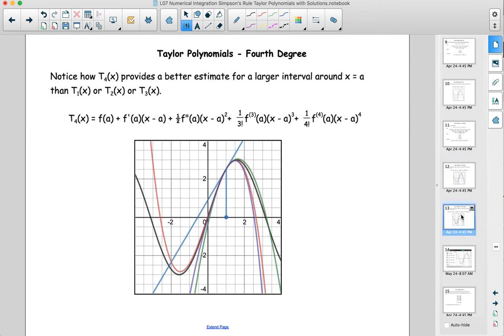So let's take a look at this one here. Now this is the fourth order, or fourth degree, Taylor polynomial. And it turns out that this is 1/2 factorial, 1/1 factorial, this could be 1/0 factorial. 1/0 factorial is 1, 1/1 factorial is 1, 1/2 factorial is 1/2, 1/3 factorial, 1/4 factorial. Then the next one should be 1/5 factorial, the fifth derivative at a times x minus a, all to the power 5. And notice how the purple one is providing an even better estimate.